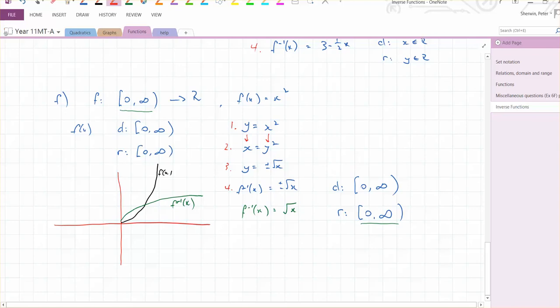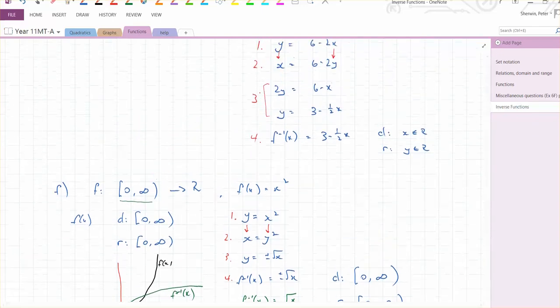The domain of the inverse is the range of the original. Our range of the original was all positive values. So the domain is all positive values for the inverse function here. Okay, hopefully that helps with inverse functions.